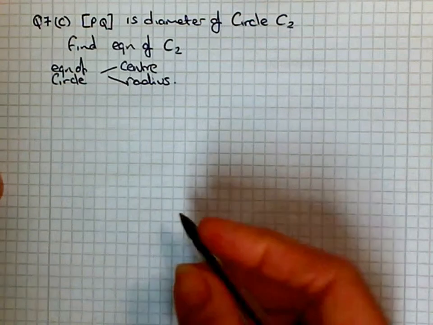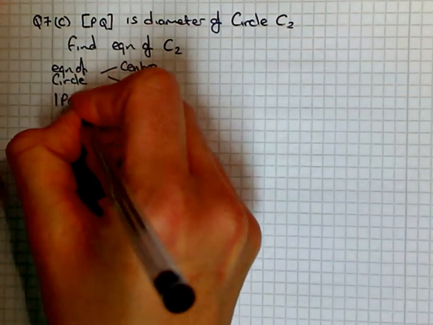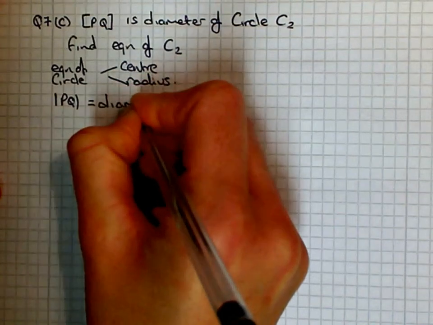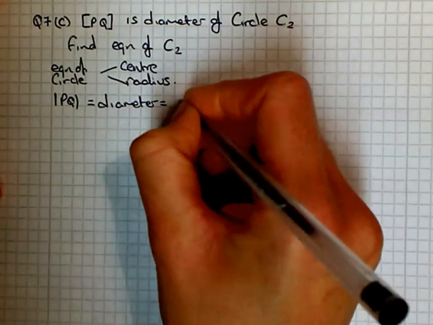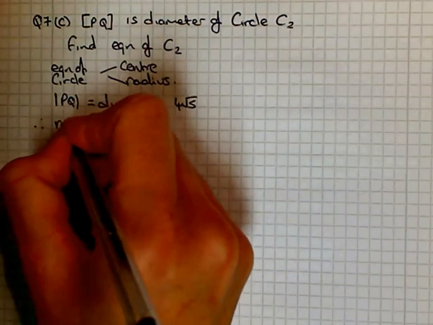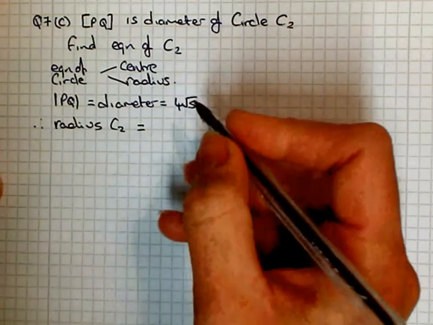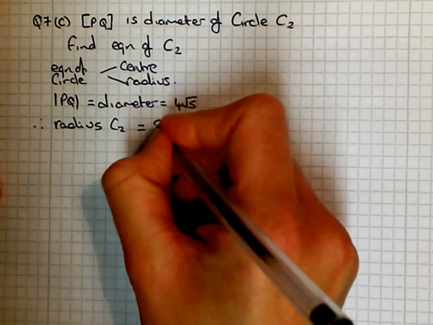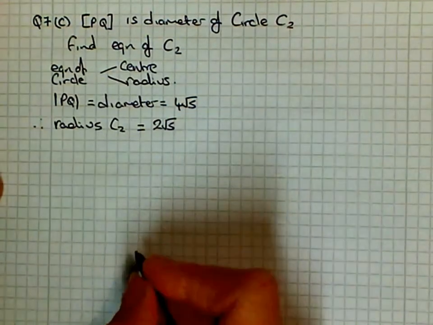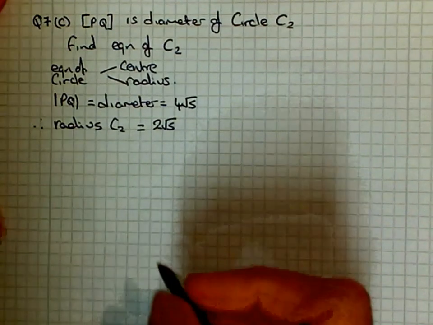Straight away we know that the length of PQ is the diameter, and we find it to be 4 root 5. So therefore the radius of C2 is going to be half of the diameter, so half of 4 root 5, which is 2 root 5. Now to find the centre, a little bit more work.